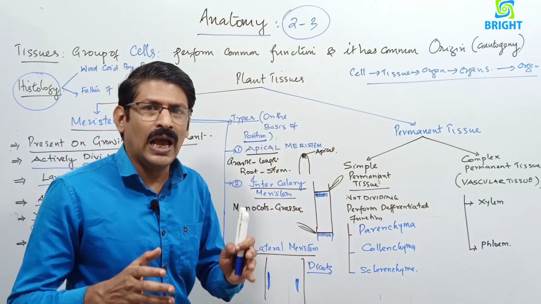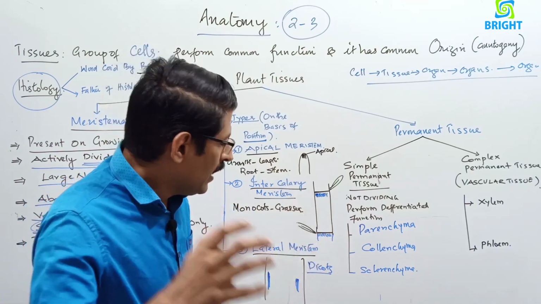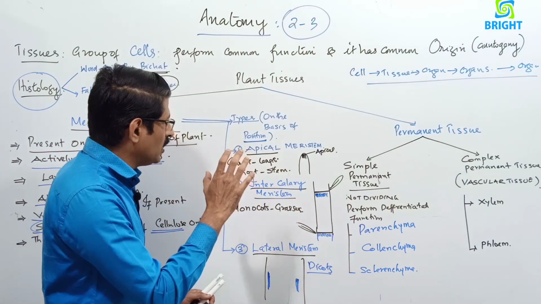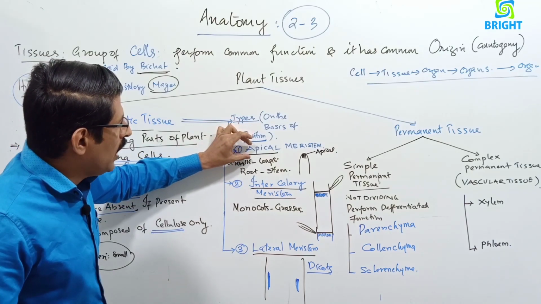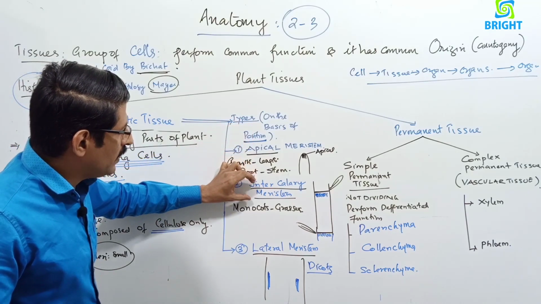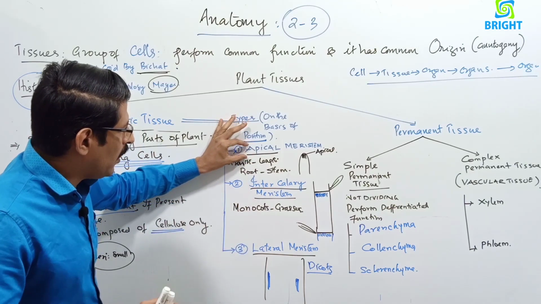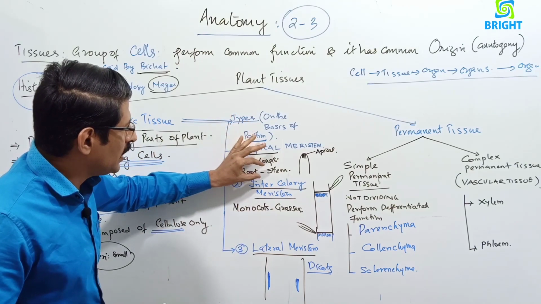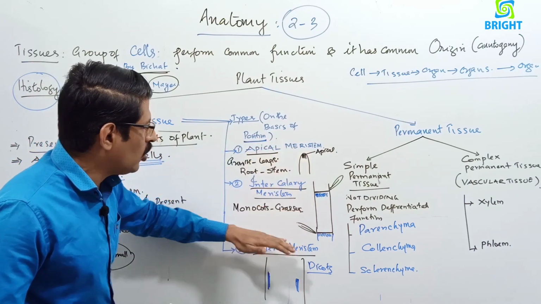Lateral meristem helps in the growth in diameter, or secondary thickening. On the basis of the position of meristem, it can be divided into apical meristem, intercalary meristem and lateral meristem. Apical meristem is at the apex or the tip of the plant body, like root and stem, and it is present in both dicot and monocot.